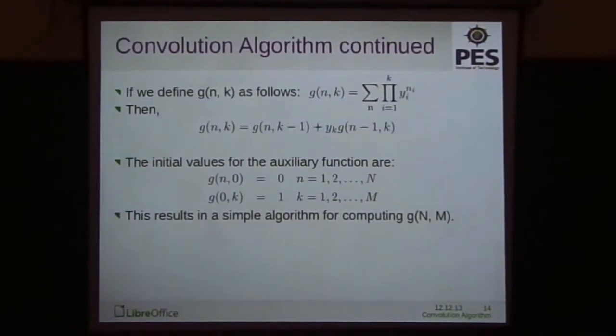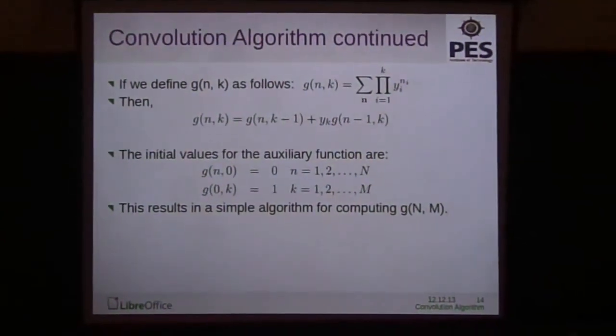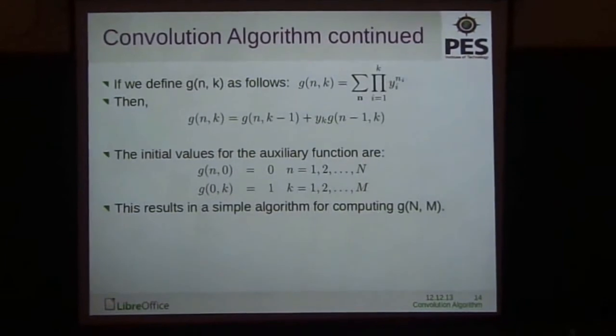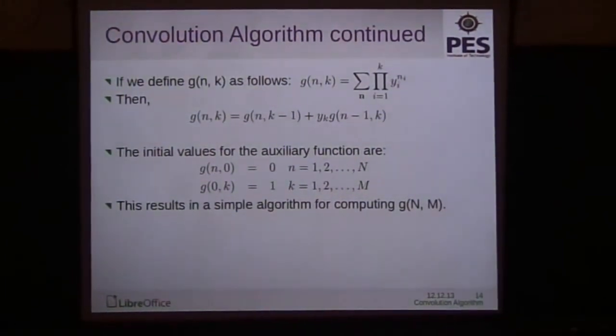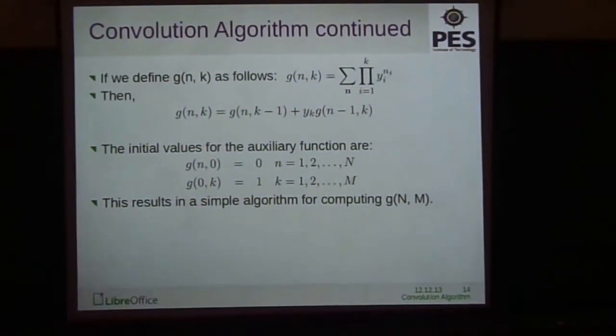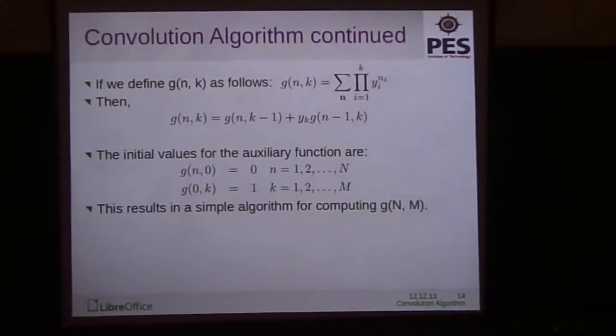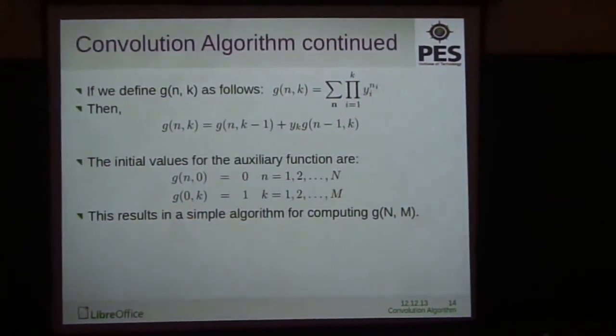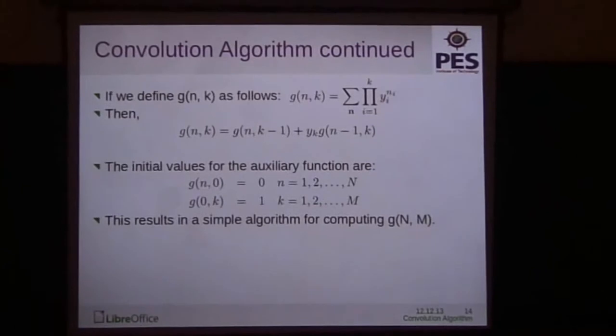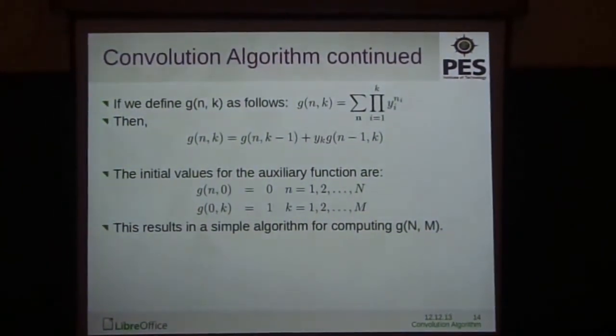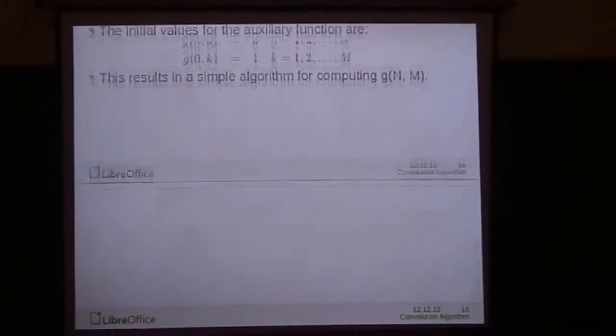The initial values for the auxiliary function are g of n, 0 equals 0, n equals 1, 2, up to n, and g of 0, k equals 1, where k equals 1 up to k. This results in a simple algorithm for computing g of n, k.